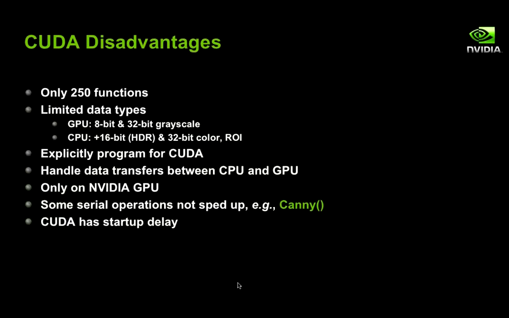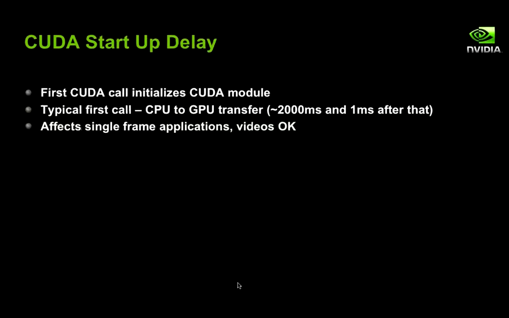And the last thing to note is that when you first invoke your very first CUDA kernel, there is a startup delay. And I'll talk a little bit more about this in detail. Like I mentioned, if you're processing a video sequence, then for the very first frame that you process on the GPU, CUDA has to be initialized. This results in about a 2-second delay for the very first frame. However, after that, the delay is about just 1 millisecond.